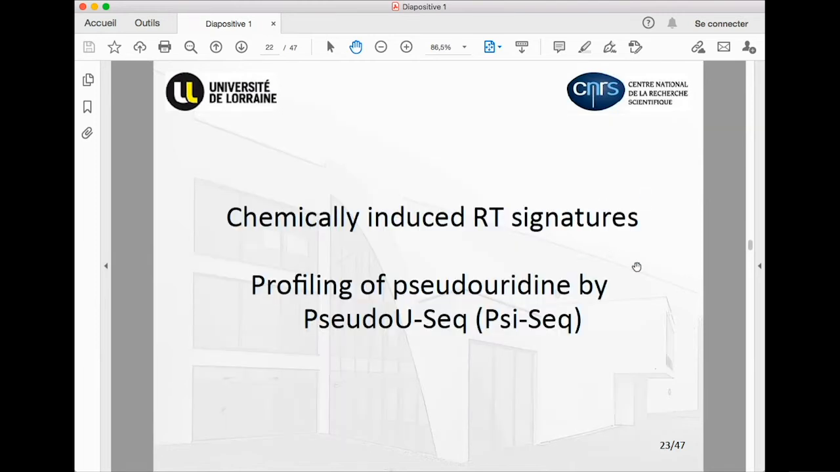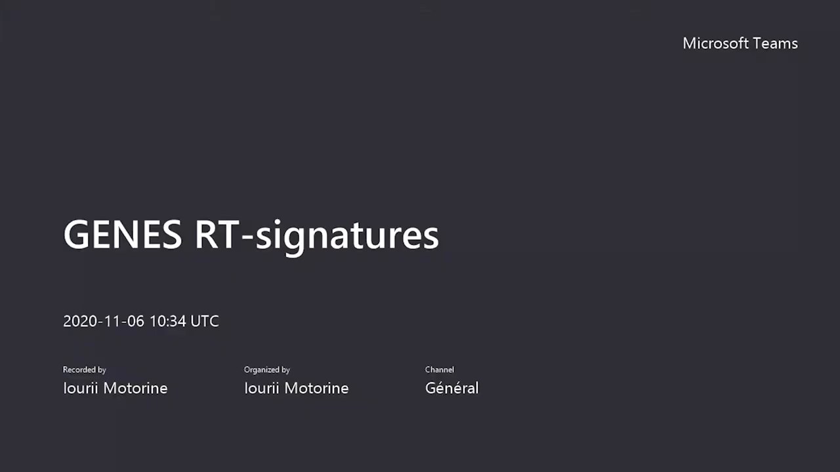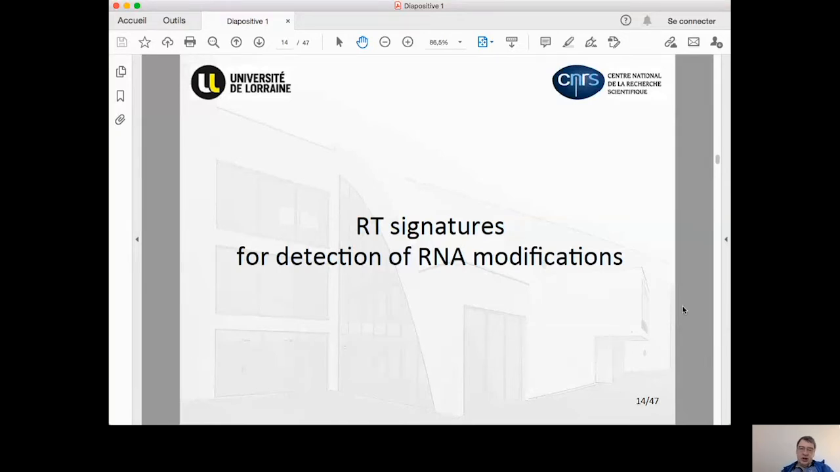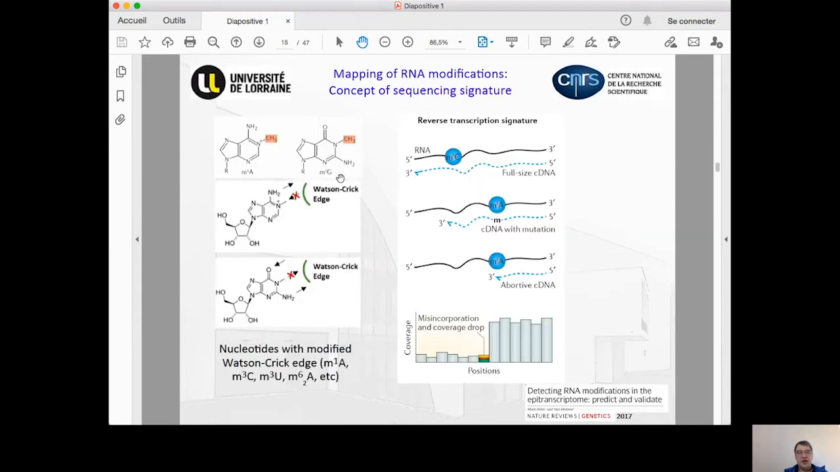So now I will switch to chemically induced RT signatures, and mostly as illustration, I will talk about profiling of pseudouridine by pseudo-U or psi-seq. Reverse transcription signatures for detection of RNA modifications can be used for the nucleotides shown here, like M1A, M1G, and some others like M3C, M3U, where the Watson-Crick edge of the nucleotide is affected by modification, and those nucleotides will be unable to base pair correctly with a partner. So in this case, this will be shown in a cDNA by misincorporation and visible mutation, or by abortive cDNA synthesis.